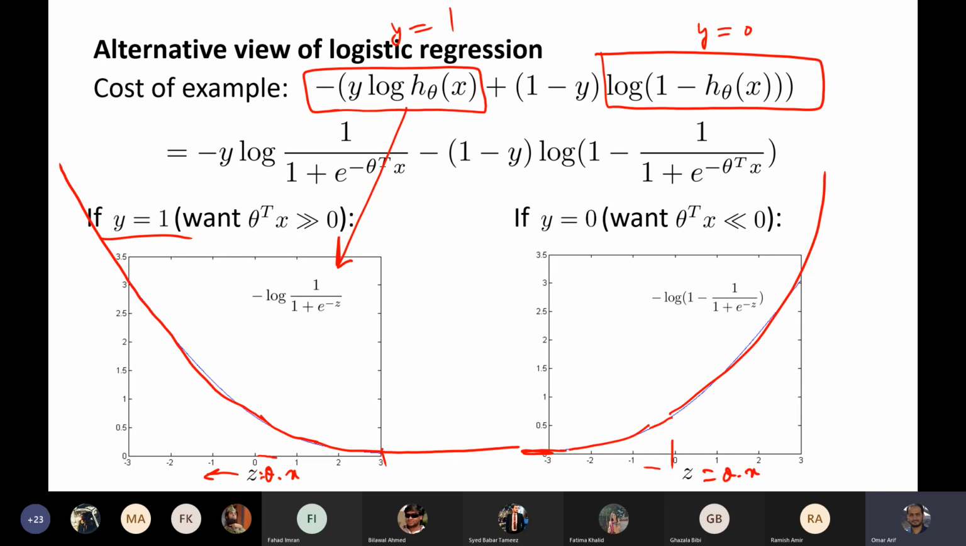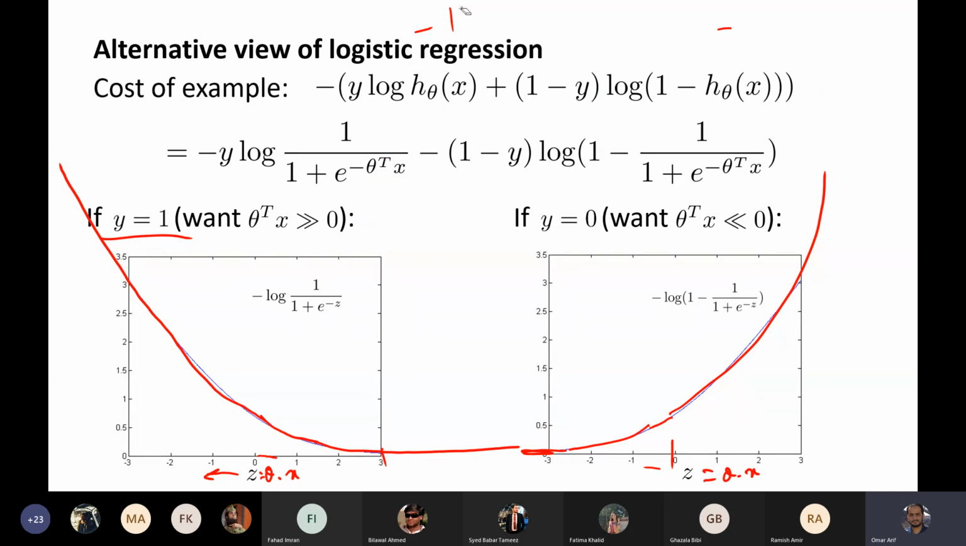Okay? To write the cost function in a single equation, we multiply the first part with y, the second part with 1 minus y. The reason is that if y is 1, then this part will go away, because 1 minus 1 is going to be 0, and we will be left with only the positive cost function. And similarly, when y is 0, then this will go away and this will remain, and we will be using this cost function. Okay, this is just a way of writing these two equations in a single equation.